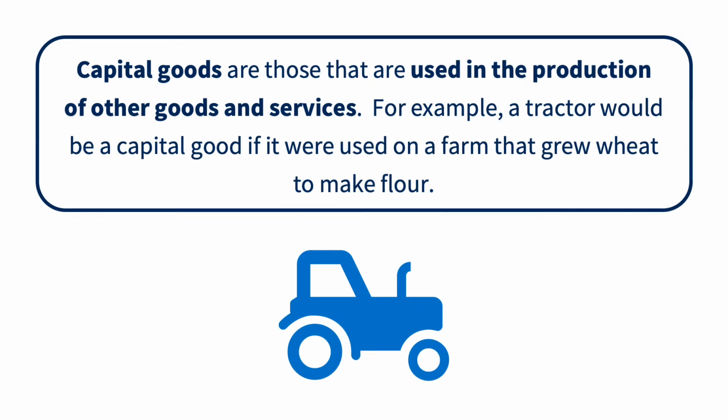Capital goods are those that are used in the production of other goods and services. For example, a tractor would be a capital good if it were used on a farm that grew wheat to make flour.